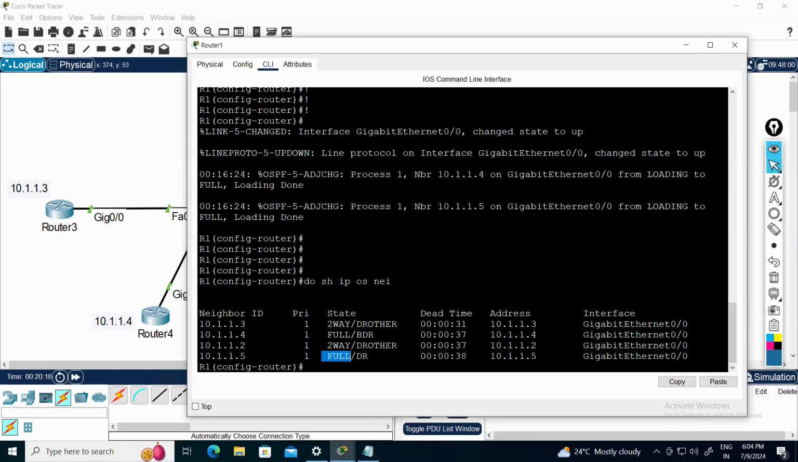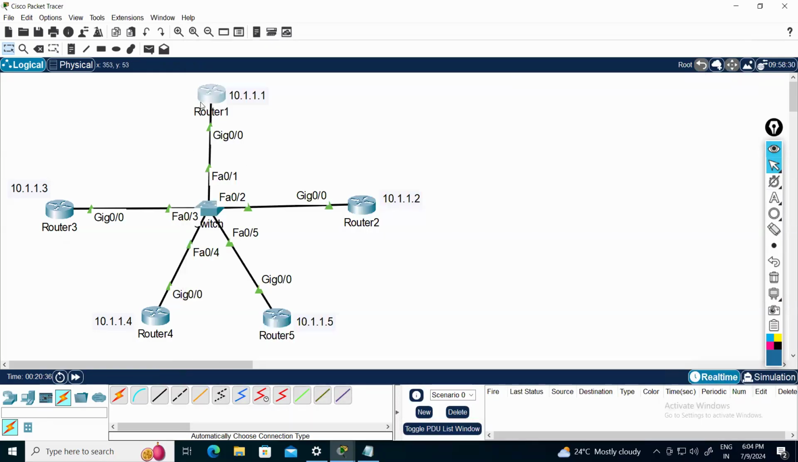10115. Neighborship is full, is DR. 10114. Neighborship is full, BDR, but others only two-way. Two-way means I will send hello, you send me hello, done. This is two-way. And what is their role? DR other. Now, like I said, if this guy will have any new information, he will inform whom? Only DR and BDR. So let's go and put some new information here and let's see whether he is sharing with everyone or what.